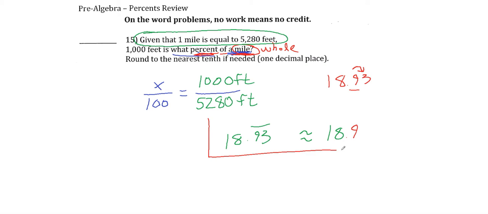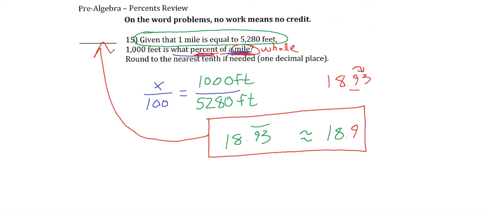So either one of these, I'm not going to write it up in the blank. We'll just draw a little arrow. Either one of these, this is exact. 18.93 repeating is exact, and I would accept that. If you want to round it, 18.9 would be your rounded answer.